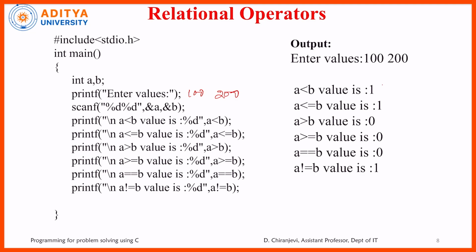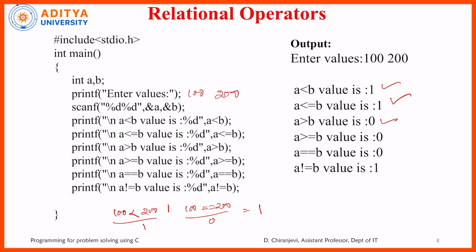So in this case that's why 1, and A less than or equal to B, so 100 less than 200 or 100 equal to 200. So this case is true, this case is false, so overall result true OR false, you will get 1. So that is why A less than or equal to B is 1. Then A greater than B, so 100 greater than 200 is false, so you are getting 0.